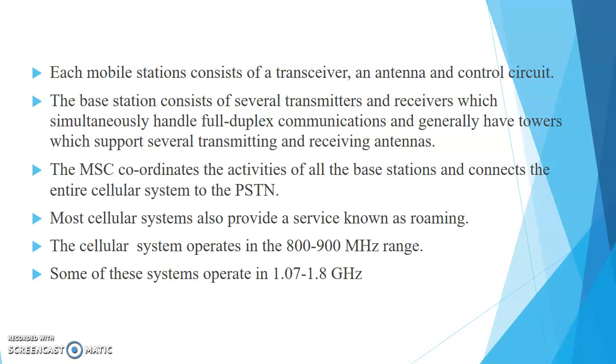The cellular system operates in the 800 to 900 megahertz range, and there can also be a newer digital cellular system which will have a greater capacity. Some of the systems operate in 1.07 to 1.8 gigahertz. This is the basic concept of the principle of operation of mobile phones.